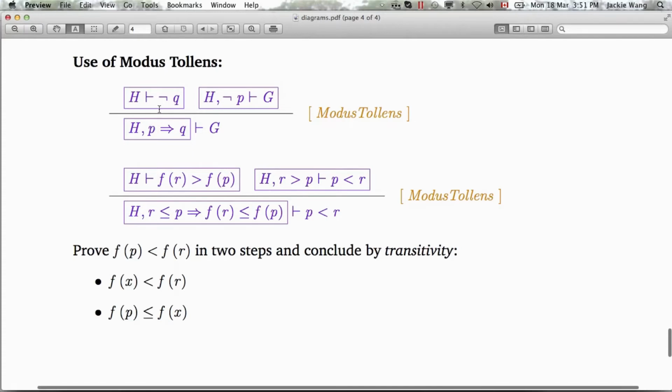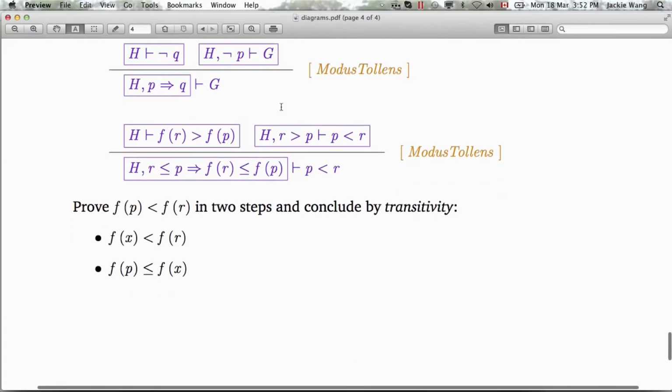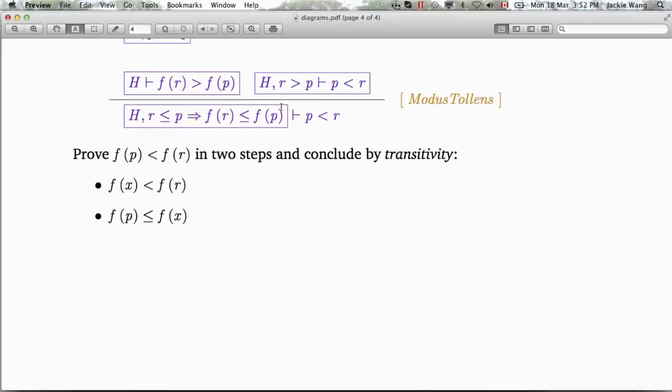So what we have to prove first is that the hypothesis H entails the negation of the consequence. And once we have got the negation of the consequence, we know that the negation of the antecedent P should follow, and we only have to prove what remains. What remains to be proved will be that the hypothesis, together with the negation of the antecedent, should entail the goal G.